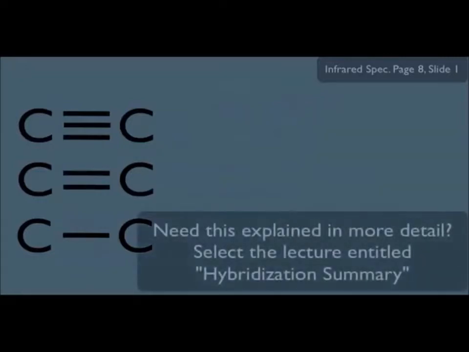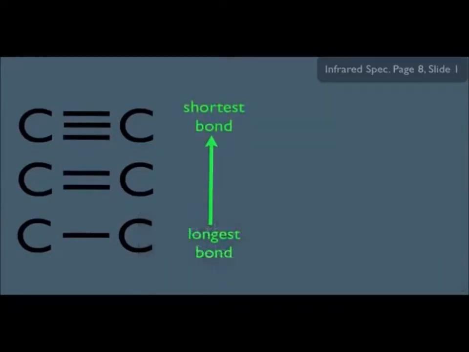Notice here we have C triple bonded to C, C double bonded to C, and then carbon singly bonded to carbon. If you remember from a previous online lecture, we noted that single bonds are longer than double bonds, which are longer than triple bonds. So the trend is, as we move up, we go from a longer bond to a shorter bond. When we first learned this, we also learned this relationship as well. That is, the shorter the bond, the stronger it is. Which means, again, the trend here would be weakest on the bottom to strongest bond on the top.